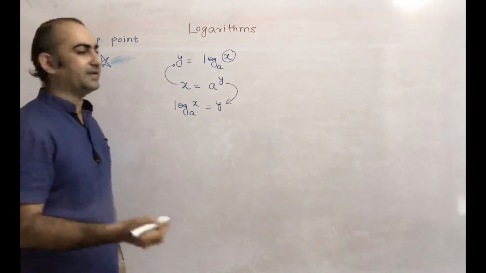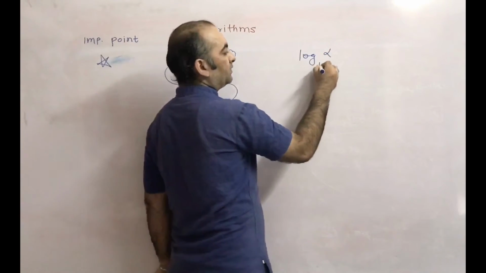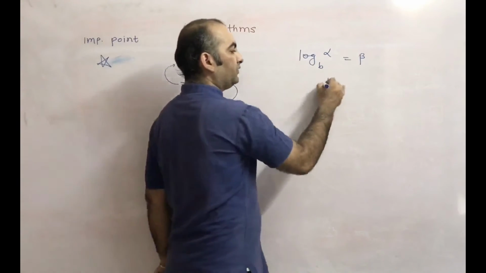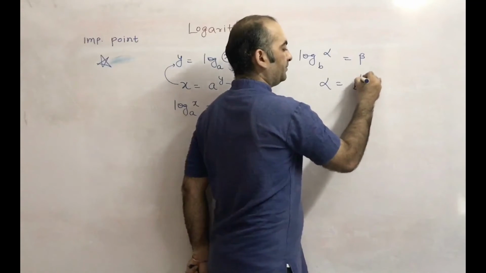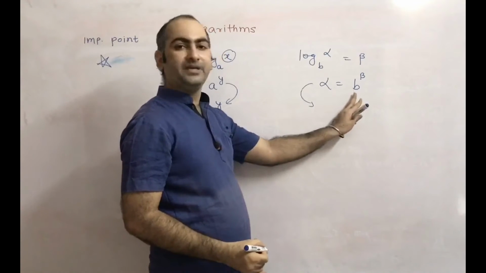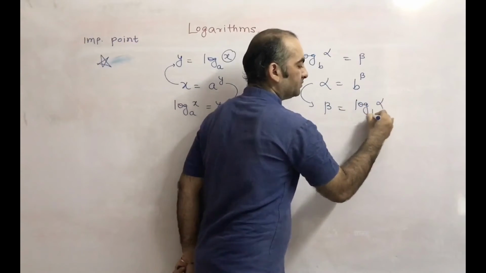If I take an example here, suppose log alpha to the base b equal to beta. So here alpha equal to, we can write as what? B power beta. And if this one is given, what can we write here? Beta equal to log alpha to the base b.